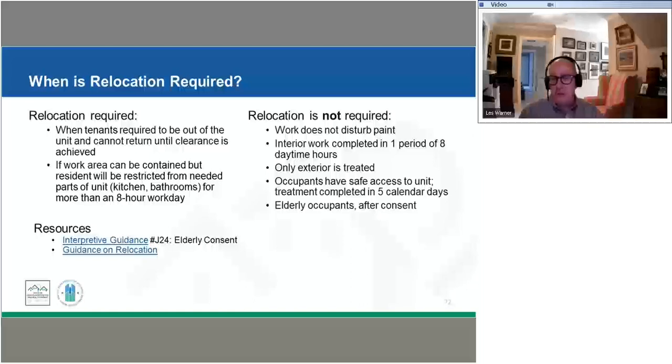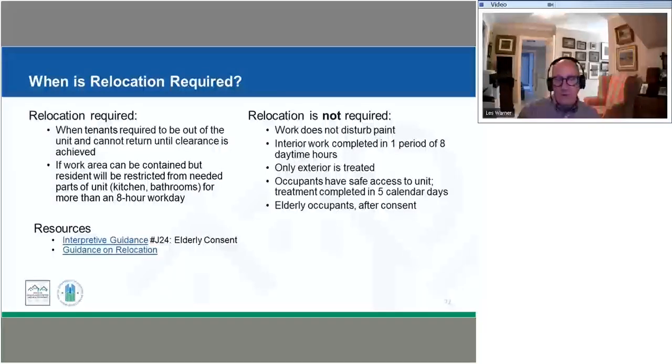We've mentioned in cases where we could allow the unit to be occupied because we can cordon off space. If we can complete that treatment within a 5-calendar day, that would also be allowable. Now, I'll mention that we have the ability for an elderly occupant, after being informed and signing for consent, that they could say, I am going to waive being temporarily relocated while this work is being done.